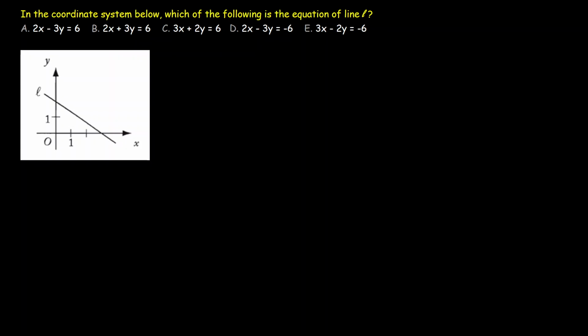We have a coordinate geometry question here which previously appeared on a GMAT exam. Let's take a look at it. It says, in the coordinate system below, which of the following is the equation of line L? We are given a graph and a line L on it. We're trying to determine what could be the equation of this line.